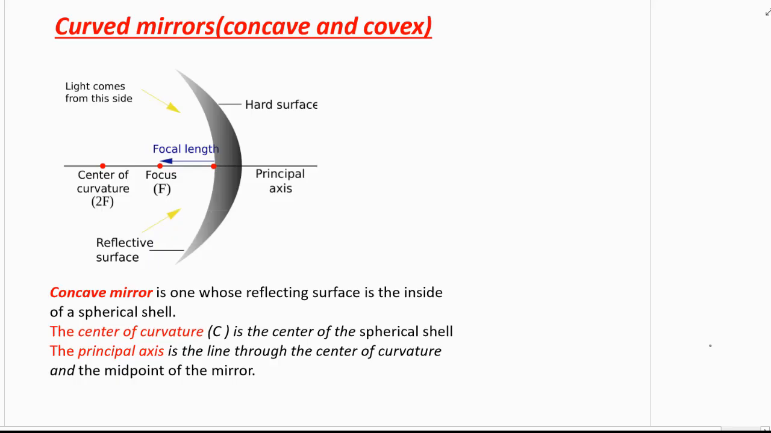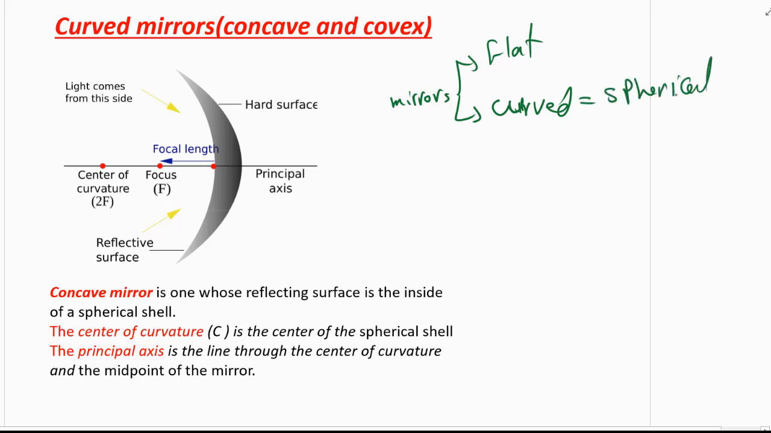About the concave mirror. Actually, we have two types of mirrors. Mirrors can be classified into flat or curved. Some books name a curved mirror a spherical mirror, so both have the same name, because it's a part of a sphere. As you can see here, it's a curved mirror, and this one is called a concave mirror.